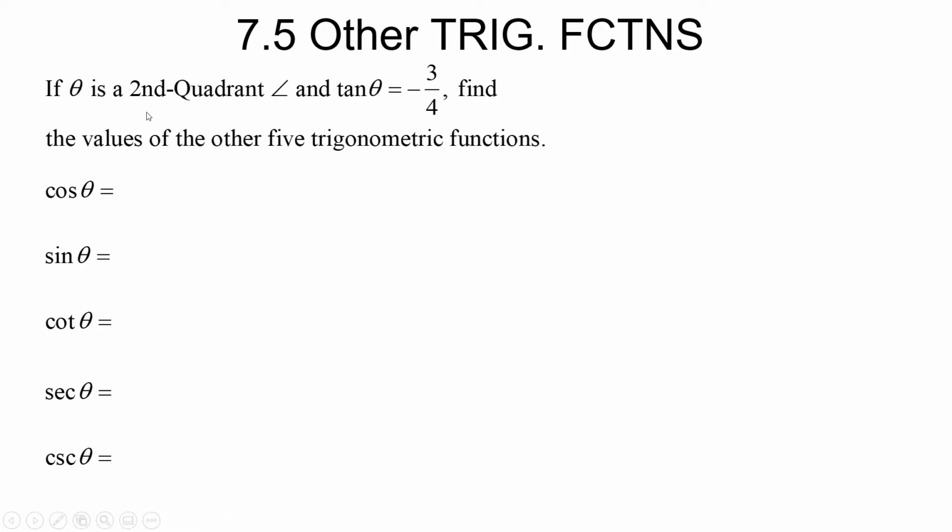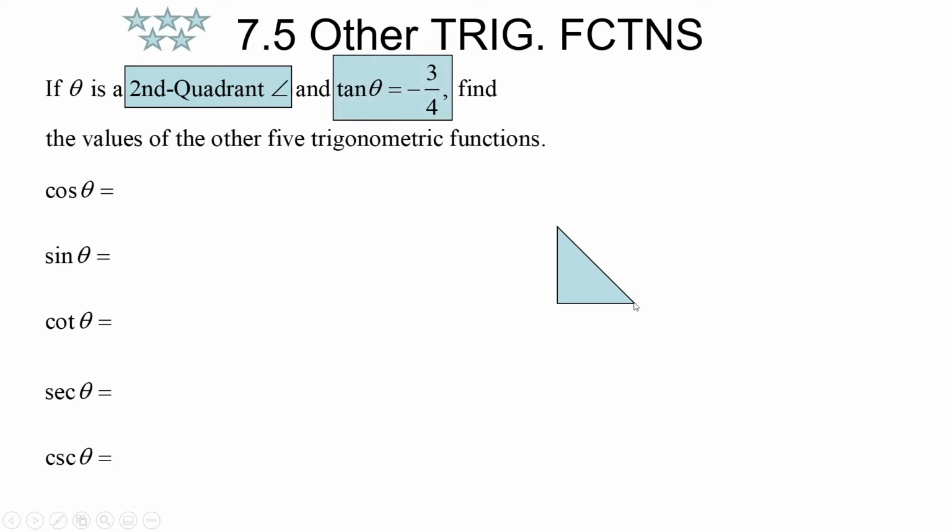So, if theta is a second quadrant angle, so let's diagram a second quadrant angle. Okay, well, there's my second quadrant right triangle. Now let's put that on the coordinate plane. So this vertex right there would be the origin. Okay, I'm working with the triangle first, it looks like. Okay, that's okay. So here's my second quadrant triangle, all right? And now they're telling me that tangent of theta is -3 over 4.